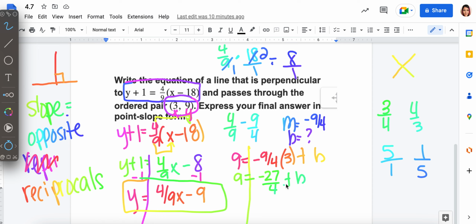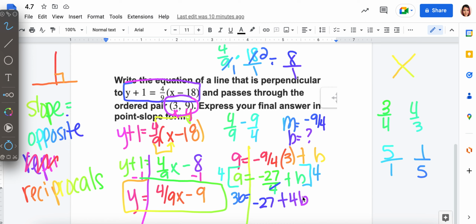I don't like to add and subtract fractions, so I'm going to do a way where I multiply through by a 4 so I can get rid of that denominator. 4 times 9 is 36. -27/4 times 4, those would just cancel out the denominator, just leaving you with negative 27 plus 4 times b, which is 4b. So all I did was multiply through by a 4 to get rid of that denominator, but you have to multiply by 4 with every term.